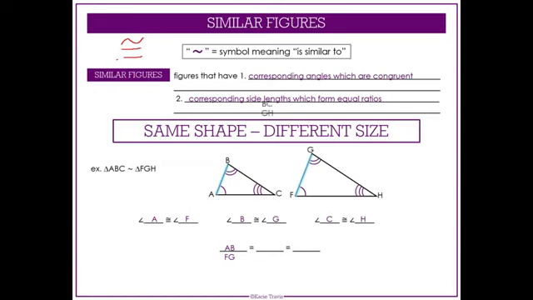Then we got BC and GH, that's these orange ones right there. And finally, we got our purple side, which is CA and HF. These sides are all going to make a set of equal fractions. What do I mean by equal fractions, equal ratios? Let's go through and talk about it.